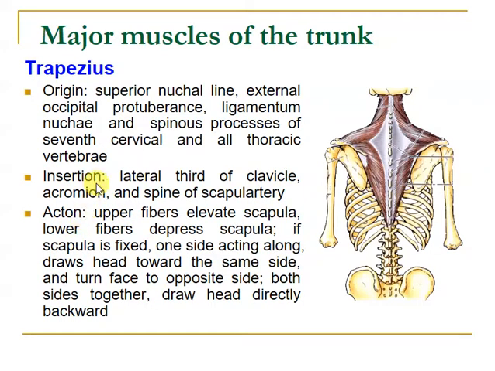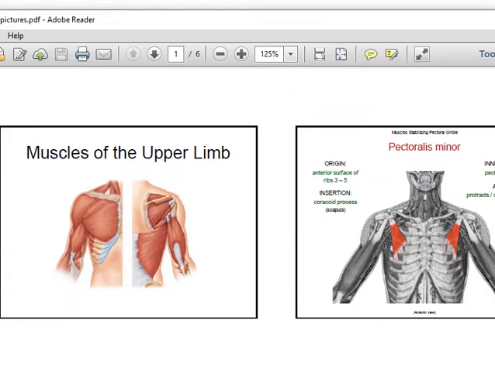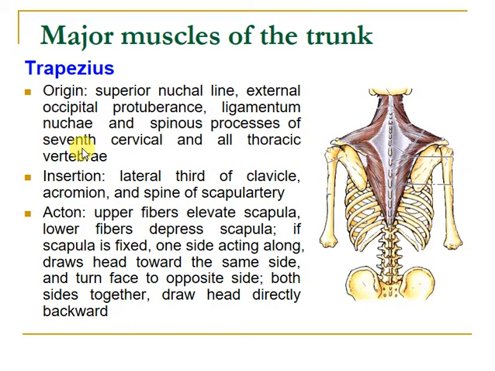In terms of action, the upper fibers tend to elevate the scapula and the lower fibers tend to depress the scapula. If the scapula is fixed, one side acting alone draws the head towards the same side and turns the face to the opposite side. Both sides together draw the head directly backward. When a person lifts the head backward, the muscle working there is the trapezius muscle. You can see that the upper fibers elevate and the lower fibers depress. Acting on one side, it brings the head to that side, and turning to the left or right is the action of the trapezius muscle.